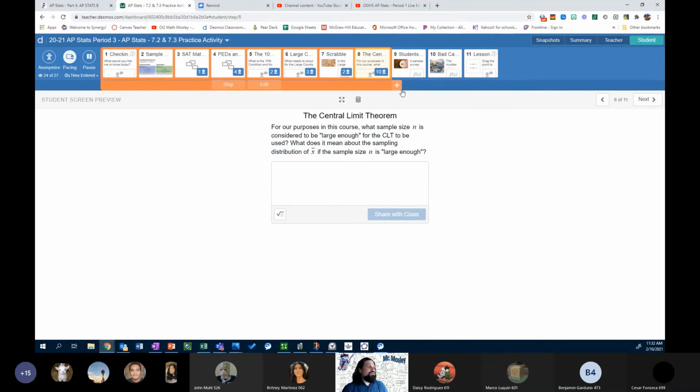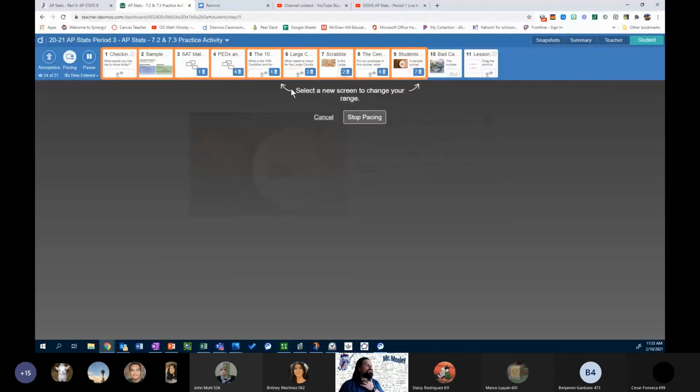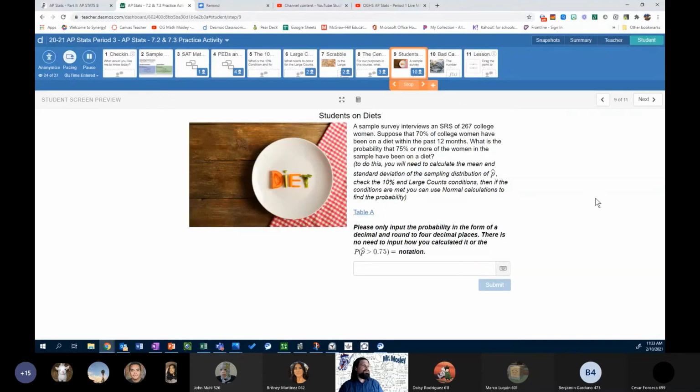So then we're going to jump to the next problem. This is students on diets. This one we're actually going to have to do some work, do some calculations, and we're going to use table A, as long as the proper conditions are met. And I'm going to push everyone over to screen 9 here. Give me just a moment. There we go.